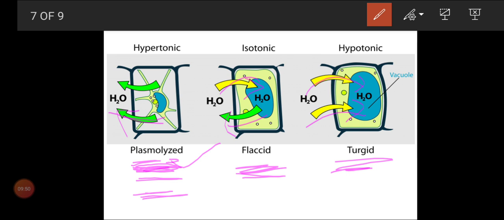Plasmolysis means it will shrink, and flaccid means it is a normal condition, there is no entry and exit. That's all about the hypertonic, hypotonic, isotonic solutions and how you can follow them in your day-to-day life.